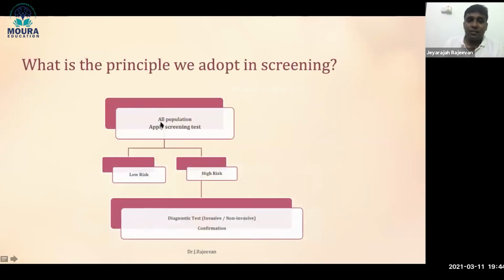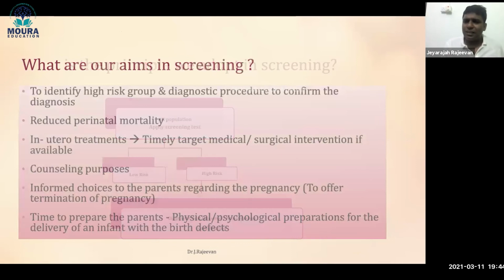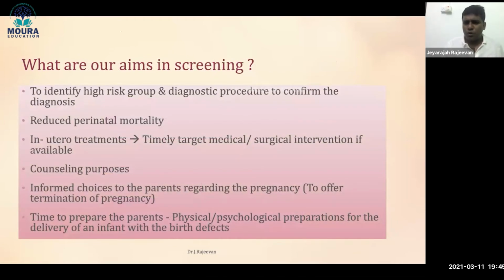So here, what we discussed earlier is that in the whole population we are doing the screening. Then we identify the low risk patients, then we identify the high risk patients. Once you identify the high risk patient, then you have to do the diagnostic test. So what is the aim of your screening test? Why are we doing the screening test? The first aim of the screening test is to identify the high risk patient, because we are not going to do the invasive procedure for each and every individual. We do the screening test for each and every individual, identify the high risk patients, then you can do the diagnostic test for those high risk patients.